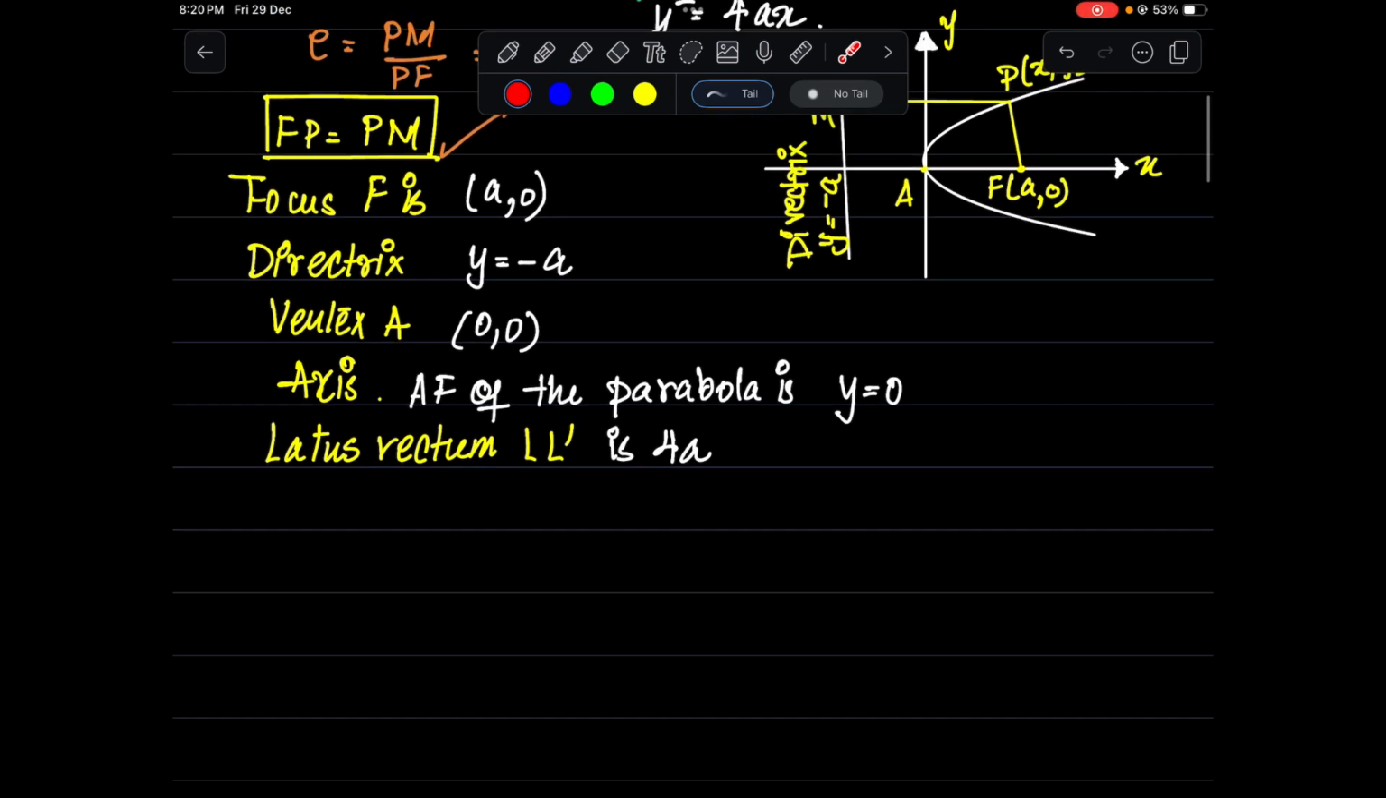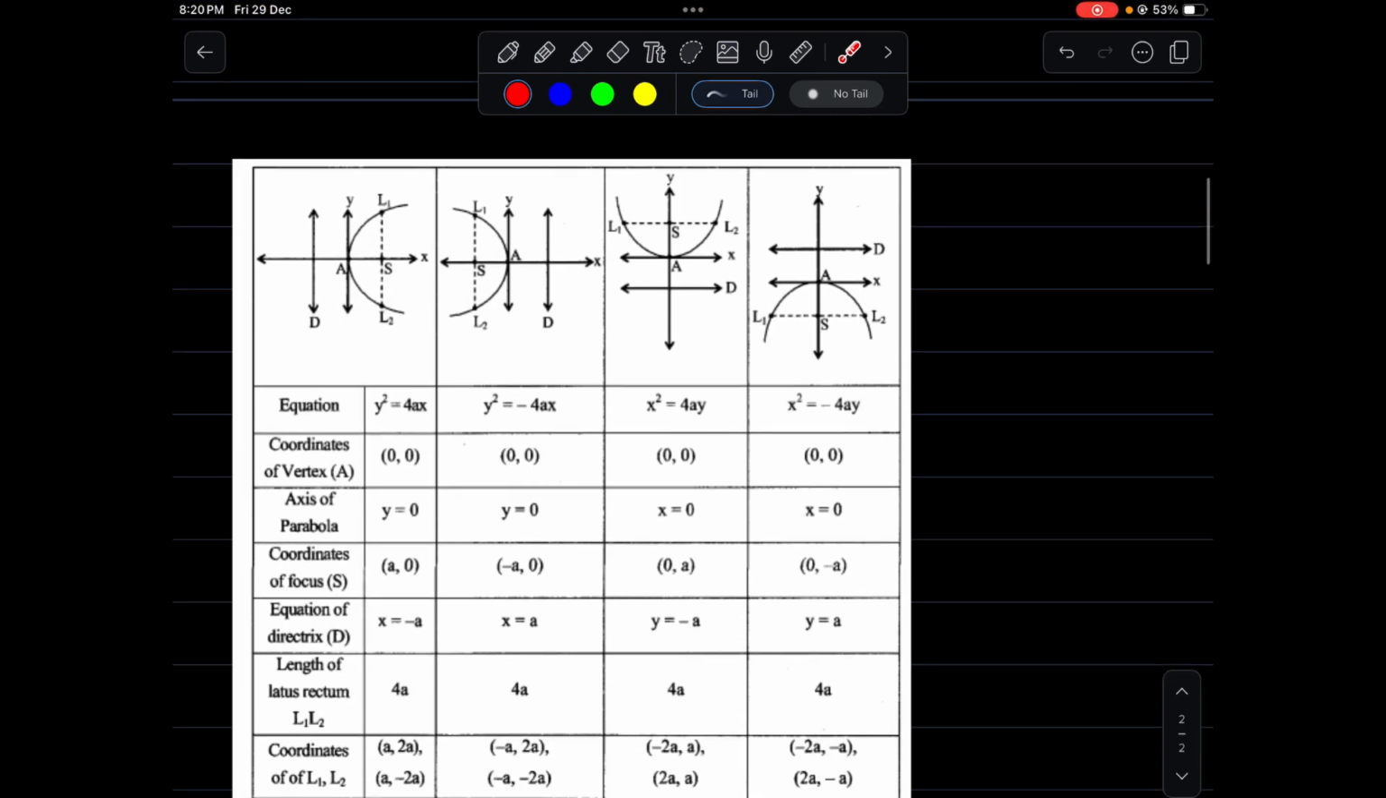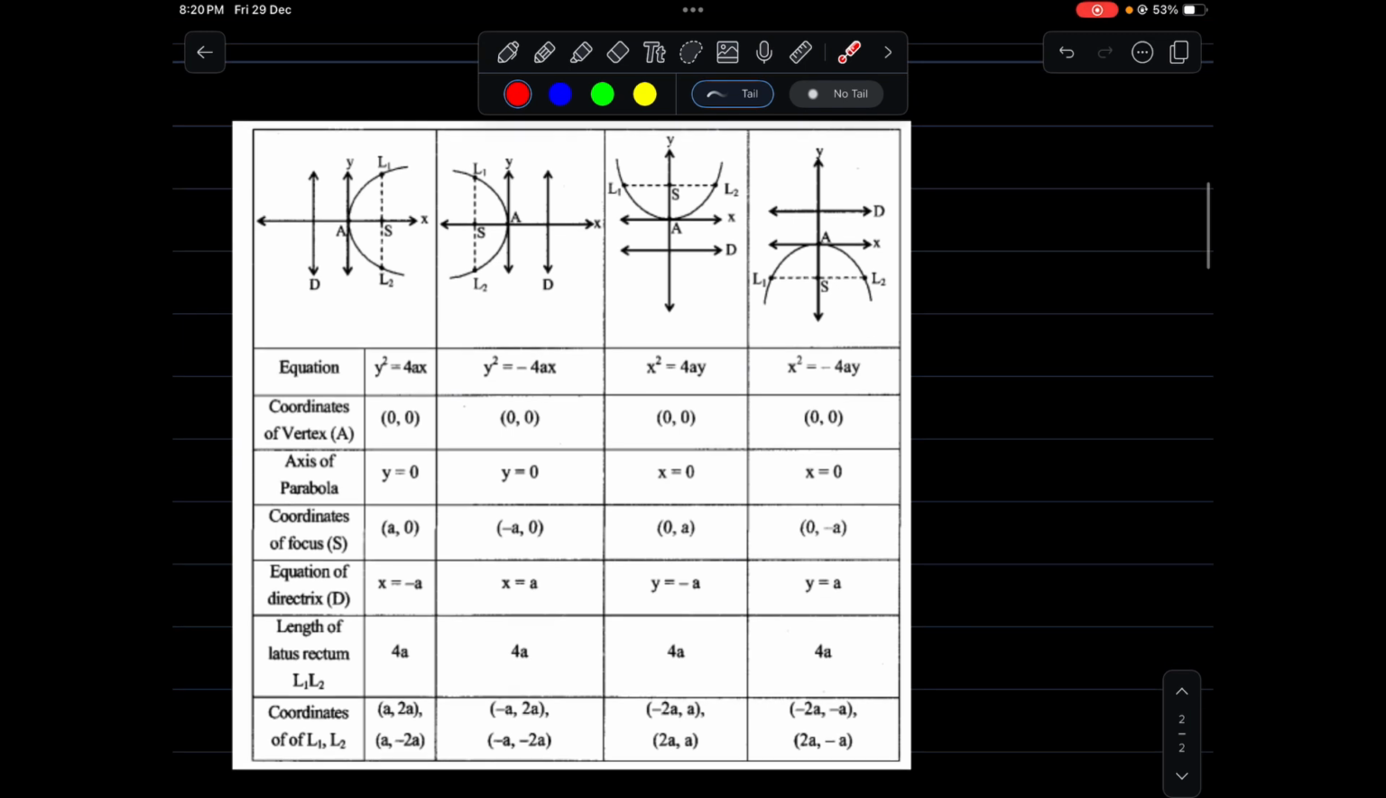Now let's move on with the problems. Before moving on to that, let me just demonstrate all the 4 standard equations that we have. This one denotes y square is equal to 4ax. Here y square is equal to minus 4ax. You can see when minus comes, it is opening towards the left hand side, and positive means right hand side. And when it comes to x square is equal to 4ay, positive is upward, negative is downward.